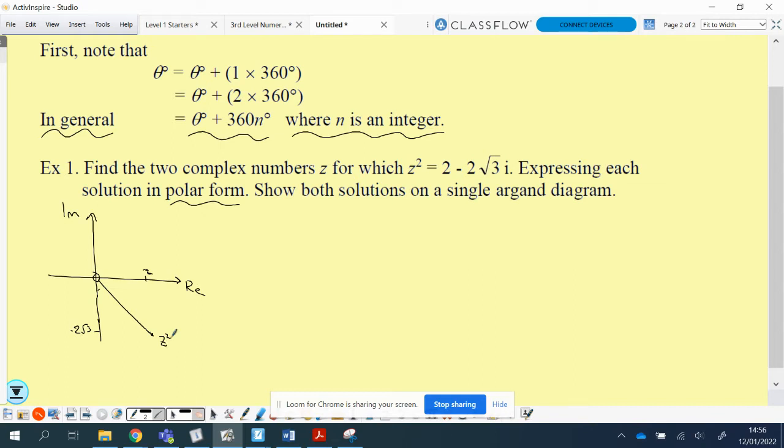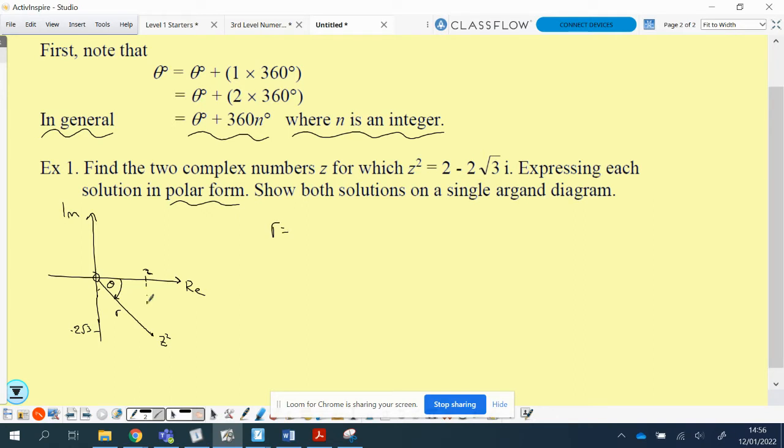Now I want to write this in polar form, so I want to find the value of r, and also the value of theta. The theta in this case is going to be negative because we're going to take it from the real axis, but it's going clockwise as opposed to anti-clockwise. So we're going to expect a negative theta answer in my polar form.